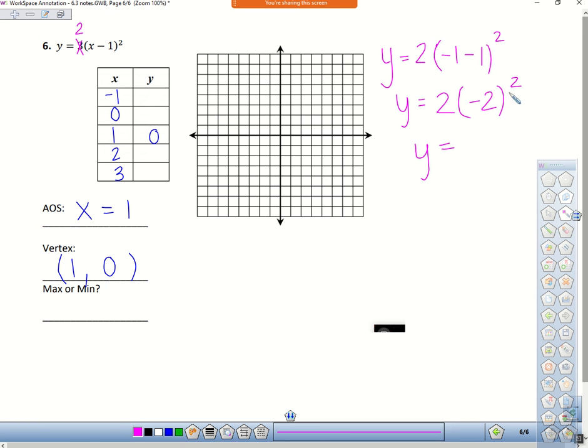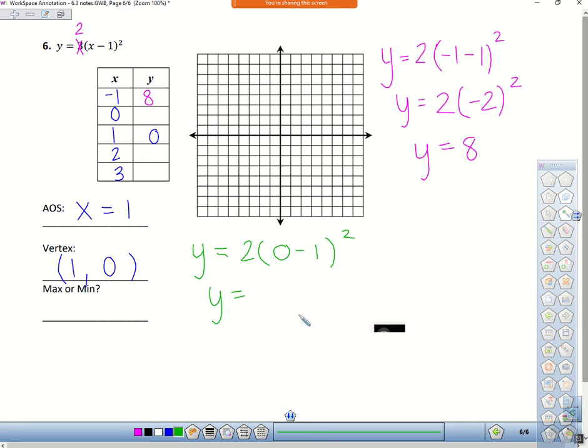What is negative 2 to the second power? Positive 4. What's positive 4 times 2? 8. This is 8. Okay, what's the next number that we're going to plug into our equation? 0. Good, we're going to plug 0 in. It actually is a good thing we switched it to a 2 because it's not going to go off the graph now. What is 0 minus 1?